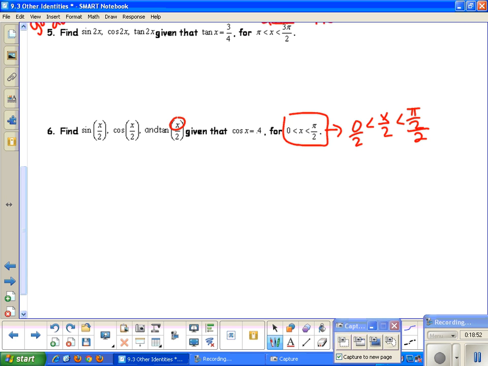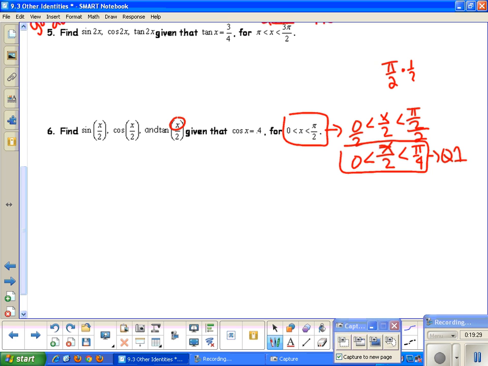So if I do that, I get 0 divided by 2, which is 0, is less than x over 2, which is less than, if I have pi over 2 divided by 2, it's the same thing as multiplying by 1/2, which is pi over 4. So notice that x over 2 is in between 0 and pi over 4, so I know that really I'm in quadrant 1 for my sines. So I know that sine, cosine, and tangent are all positive in quadrant 1. So that's the first thing that I would need to do, is figure out what quadrant x over 2 lies in for the first part.